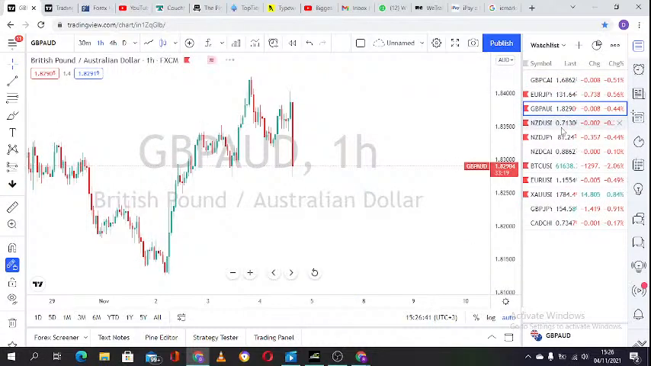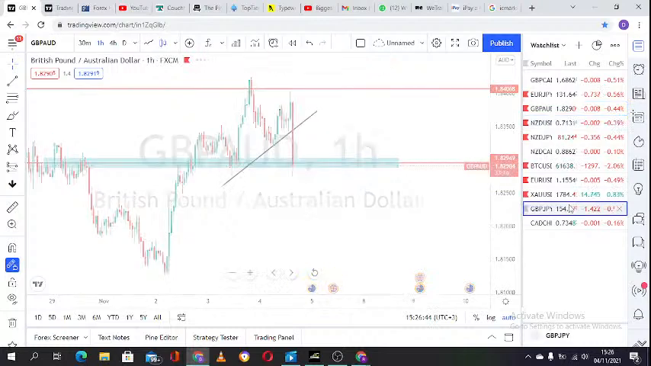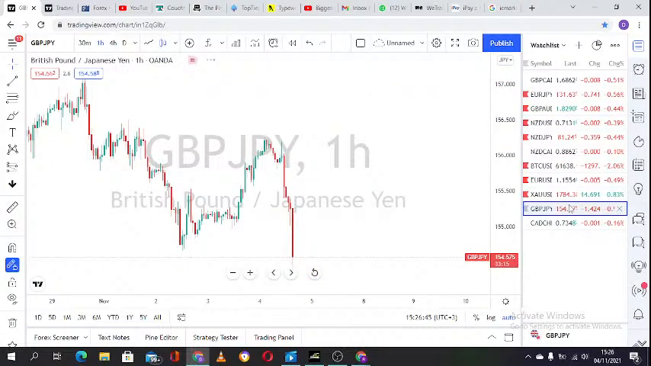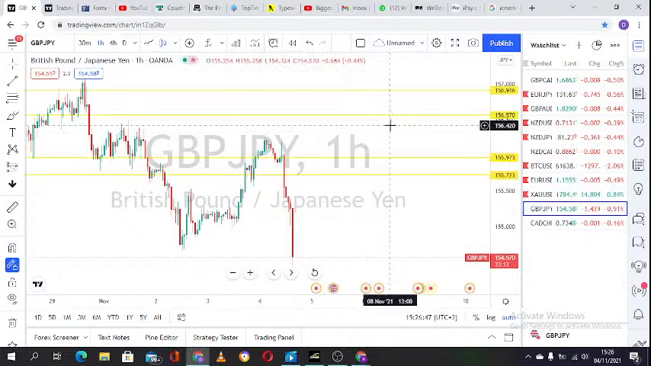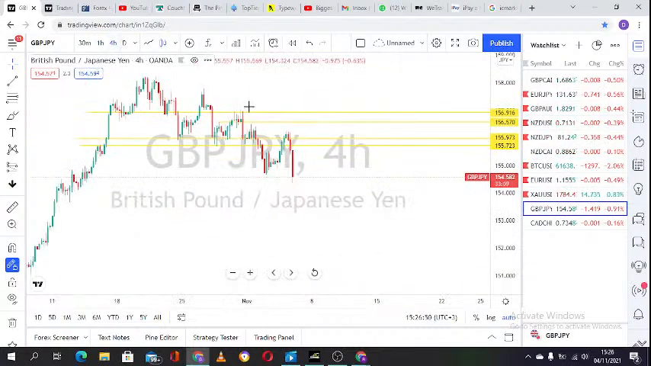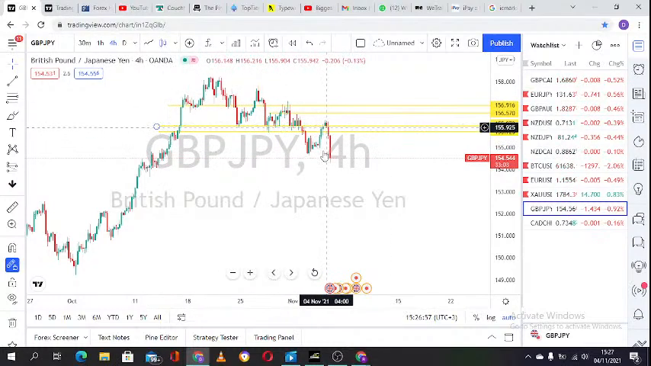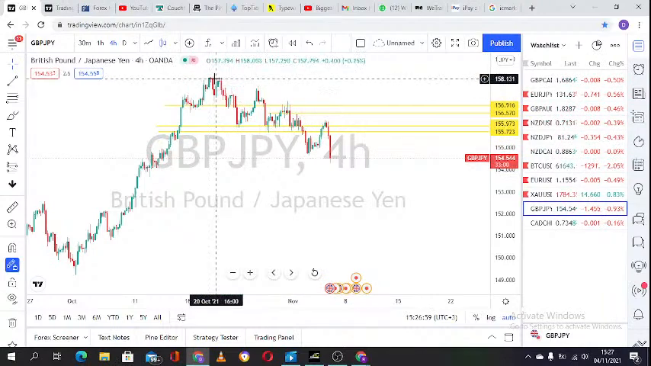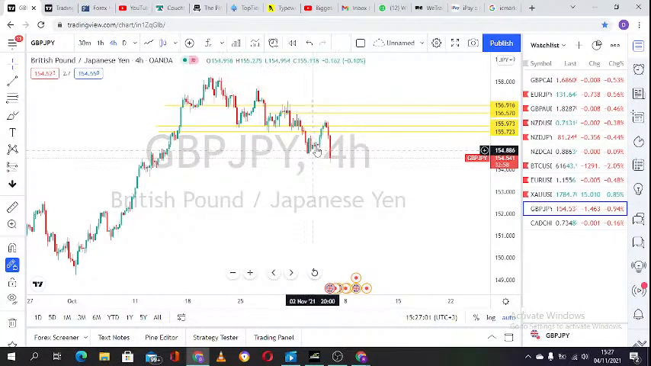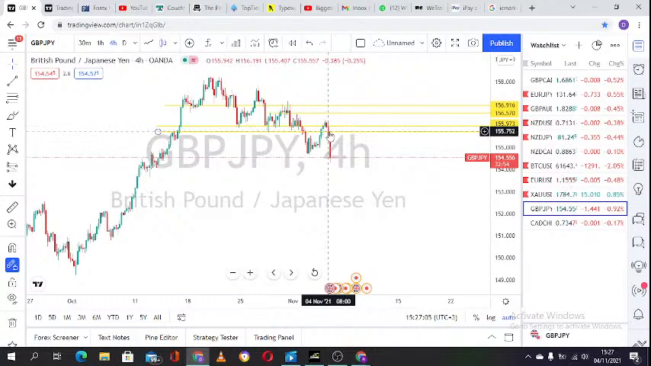GJ, let's see what GJ has done. GJ just murdered a few people I know. But on GJ, apparently it was an easy trade: a break of structure, retest of structure, continuation towards the downside, creation of lower lows, lower highs. So this was just a perfect position to take up, so easy.